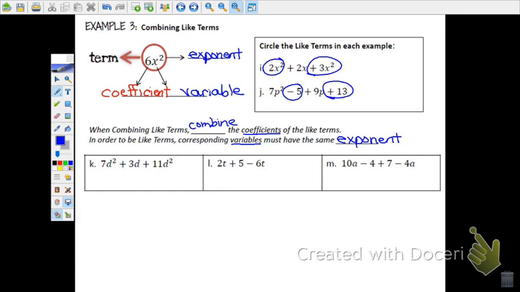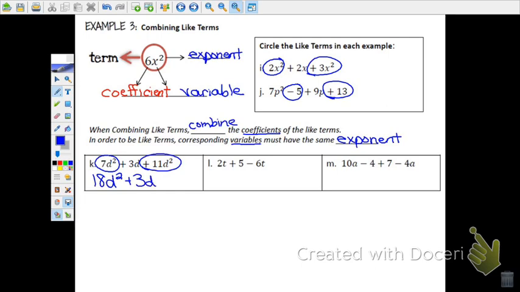So if we look at these examples, I have like terms in the 7 and 11 because they both have the d squared. So I add the numbers 18, I keep the d squared, and then I'm just going to bring down the +3d.